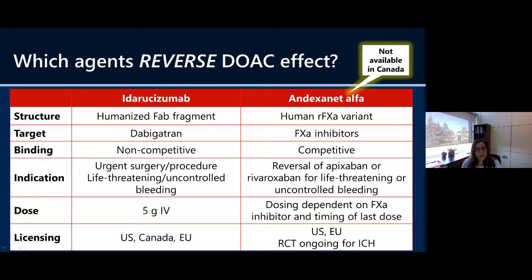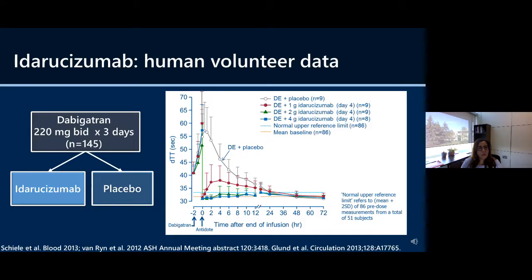There is a randomized control trial ongoing right now called ANNEXA-I. I can't remember if the Ottawa folks are participating, and that's for Andexanet versus usual care for factor 10A inhibitor associated intracranial hemorrhage. So we actually are anxiously awaiting the results of that. I think that will be a really important trial. So what are the data? This slide really just summarizes that Idarucizumab does what it had set out to do.